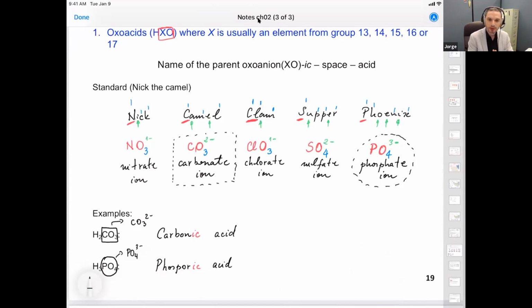Okay, so oxoacids are not easy. And of course, you are not going to master them at first glance. So that will require some training. And that's what we are going to work towards in the discussion section.